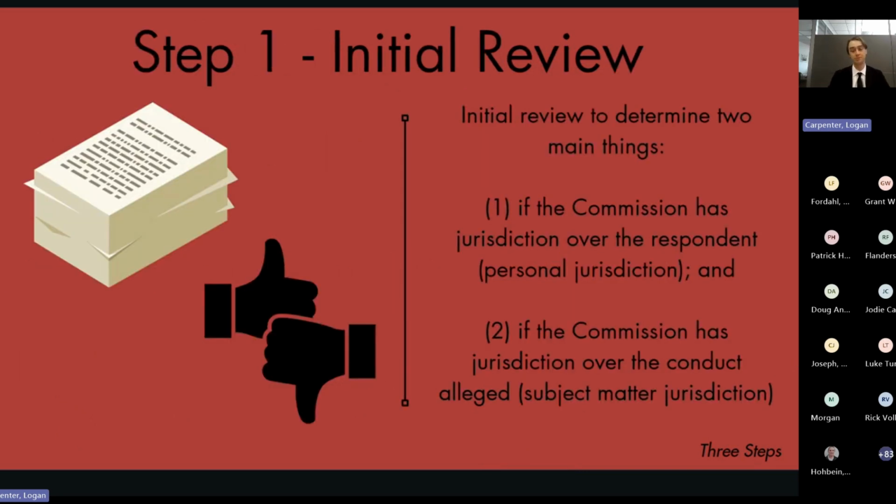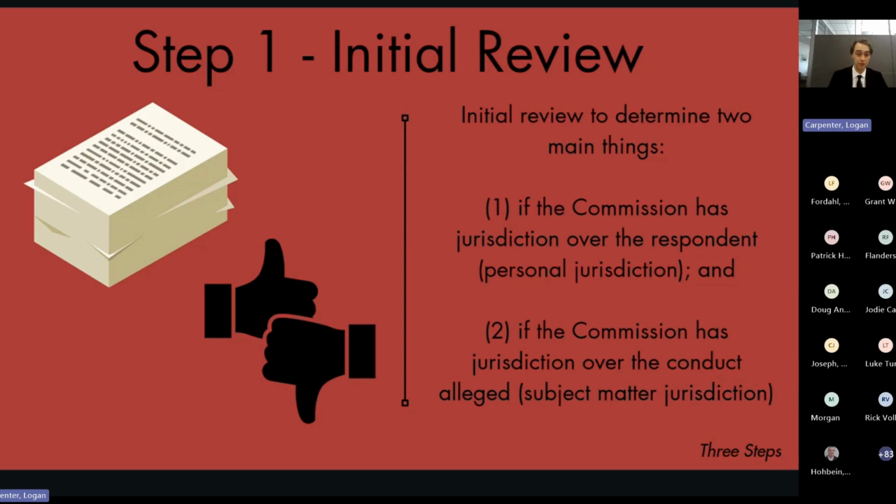At step 1, commission staff initially reviews a complaint to determine 2 main things. First, if the commission has authority over the respondent. This is referred to as the commission's personal jurisdiction. And second, if the commission has authority over the conduct alleged in the complaint. This is the commission's subject matter jurisdiction.